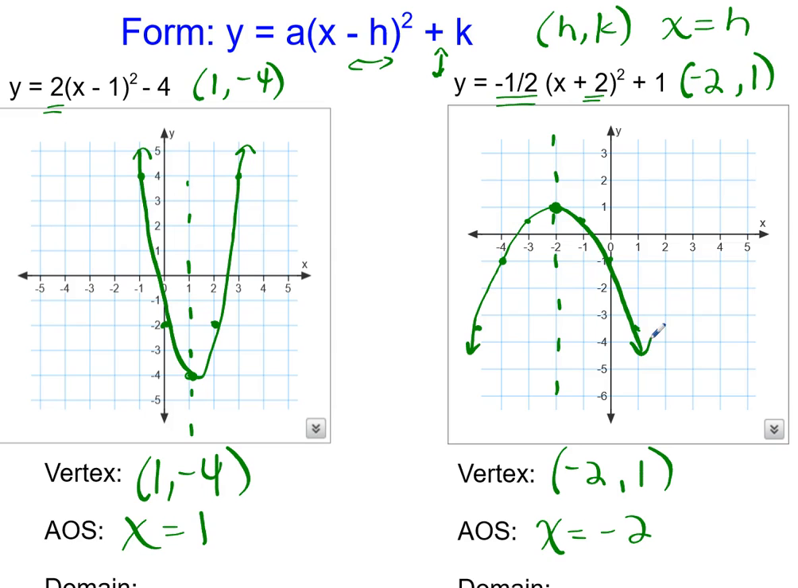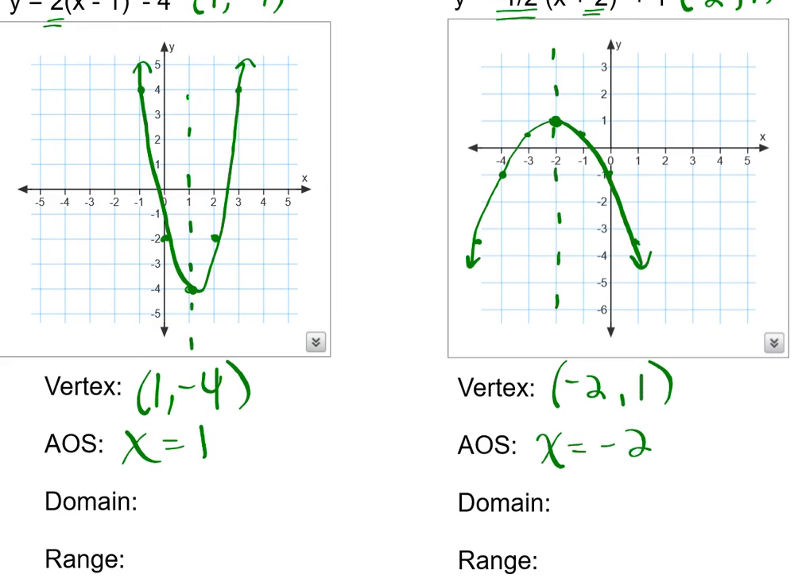Now we haven't been talking about domain and range for these, but we certainly can. The domain for this second graph is all reals because it's still a quadratic function. The range, what we see for this one, we have a highest point up here at the vertex, and it goes down from there. So this is where y is 1. So the range is all y values less than or equal to that value of 1.